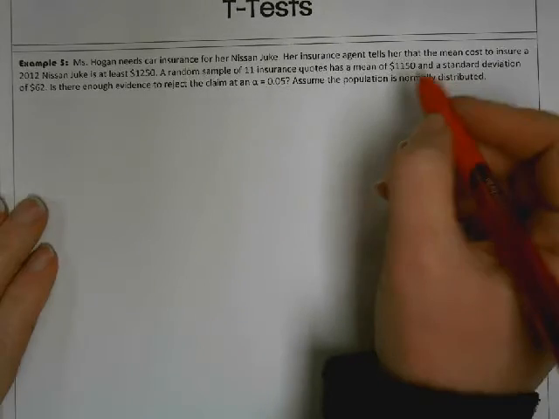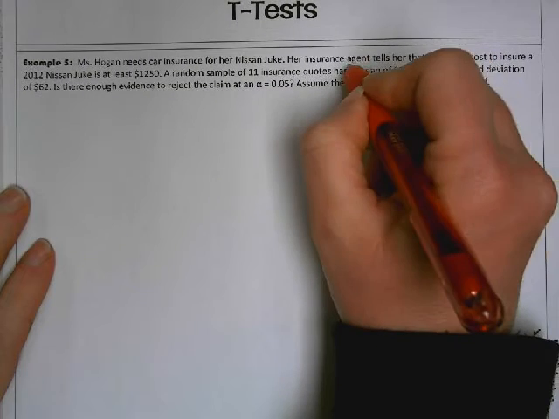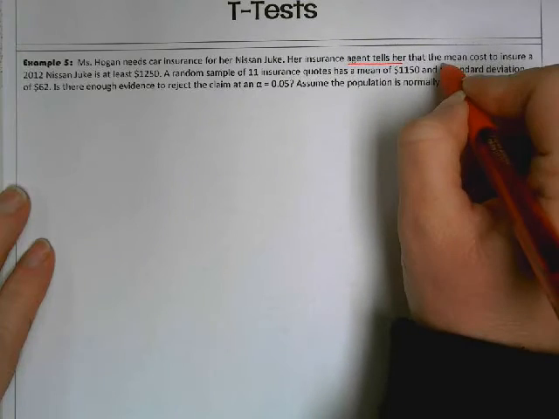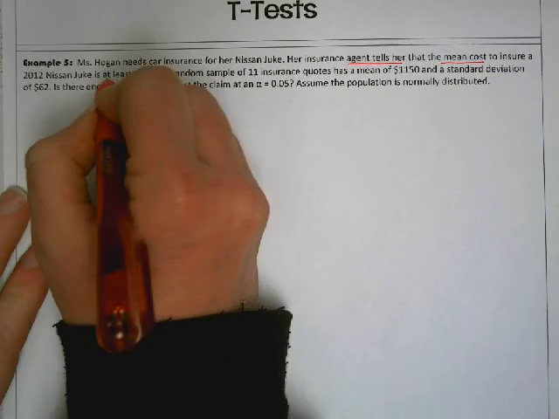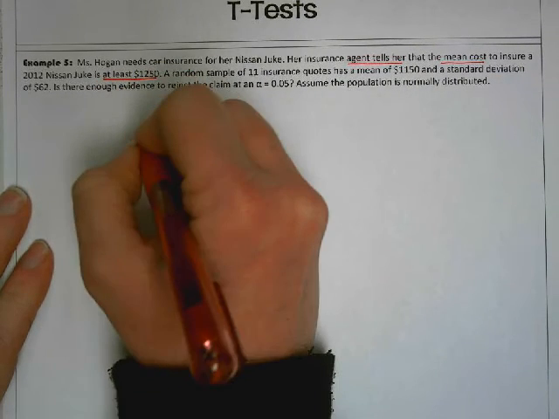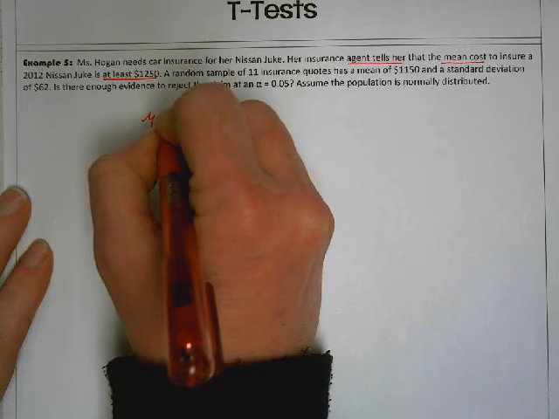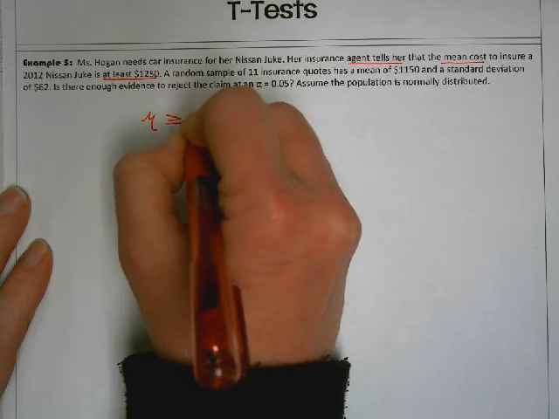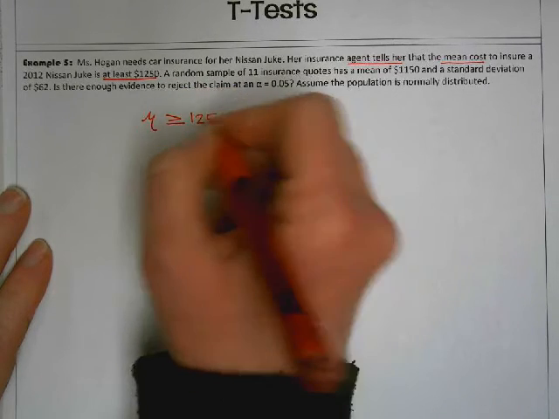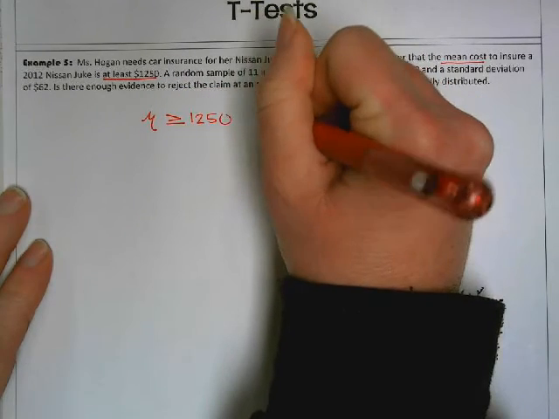All right, so our first step is to write the null and alternative hypothesis. In order to do that, I need to find my claim. Her insurance agent tells her, or claims, the mean cost is at least $1,250. So mean is greater than or equal to $1,250, which means the complement is less than $1,250.